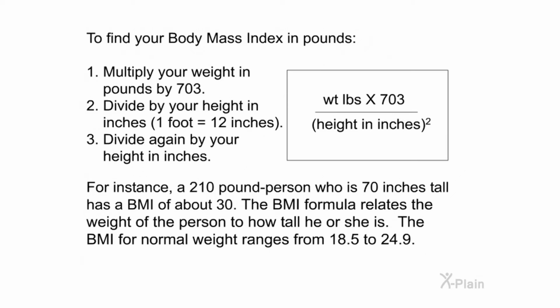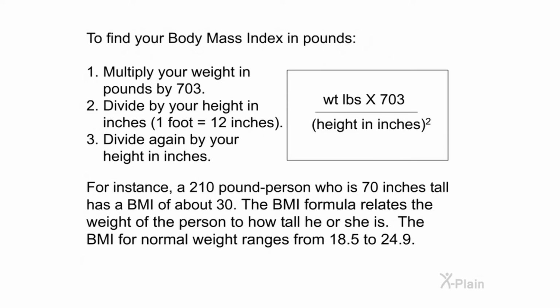To find your body mass index in pounds, 1. Multiply your weight in pounds by 703. 2. Divide by your height in inches. 1 foot equals 12 inches. 3. Divide again by your height in inches. For instance, a 210-pound person who is 70 inches tall has a BMI of about 30.